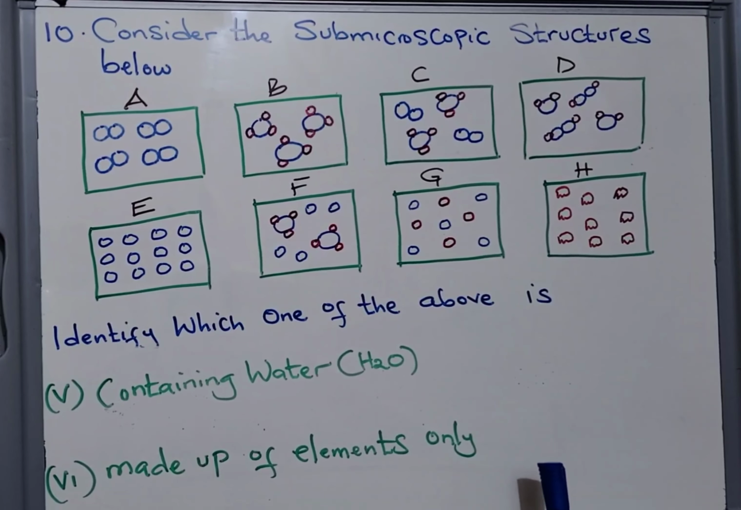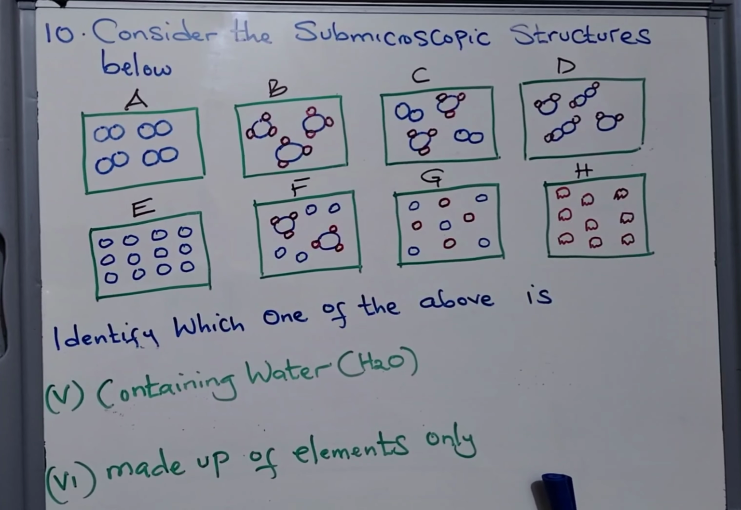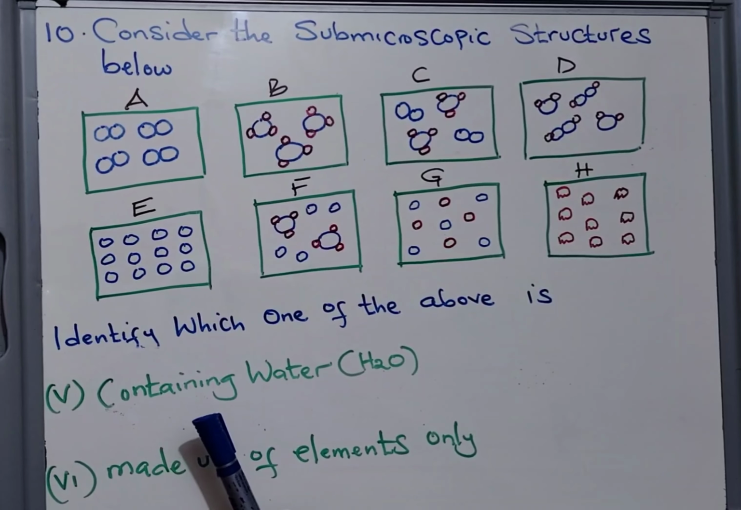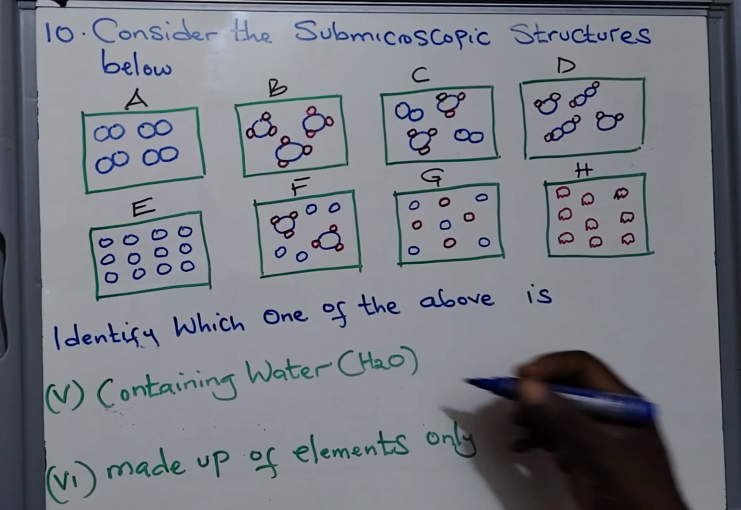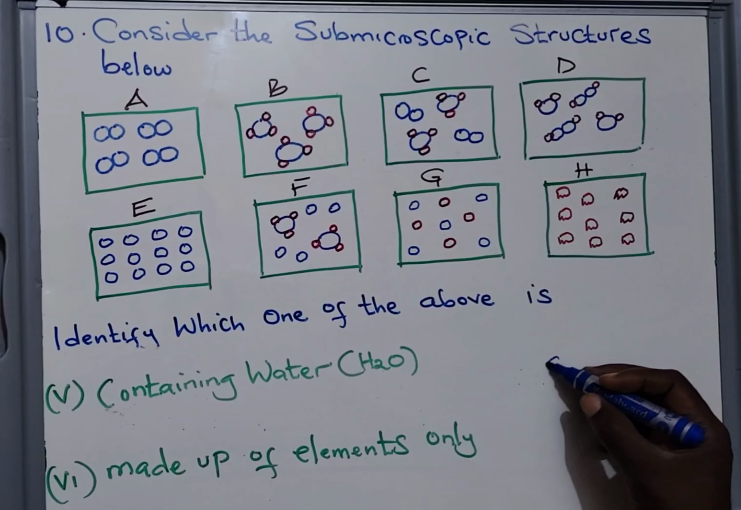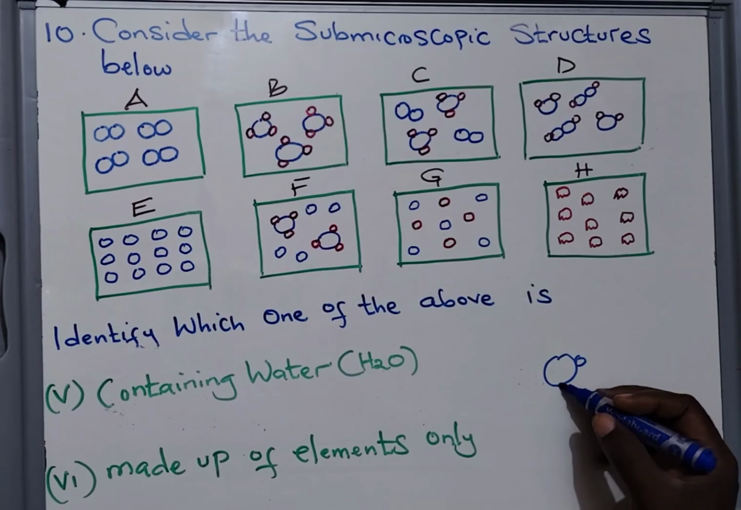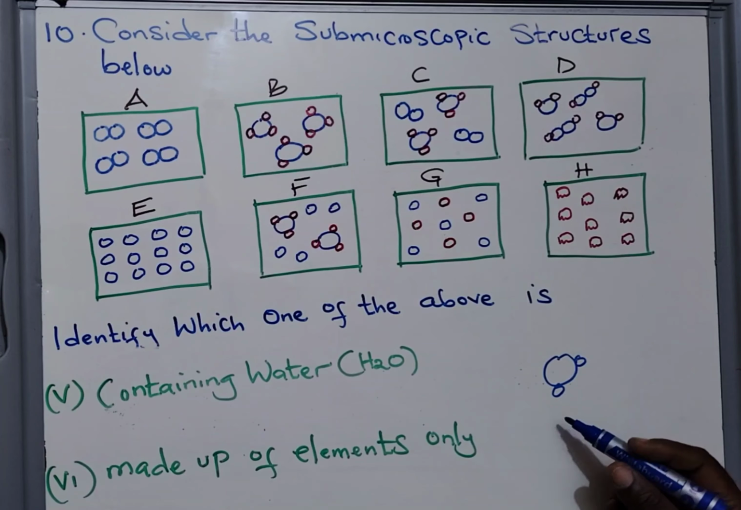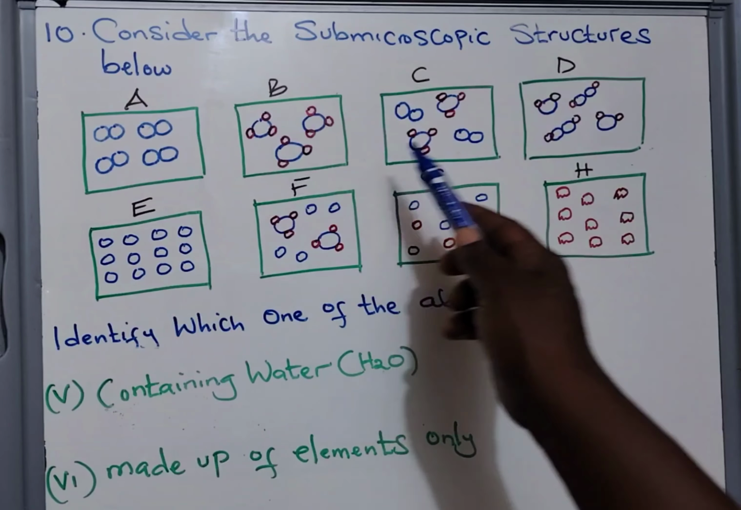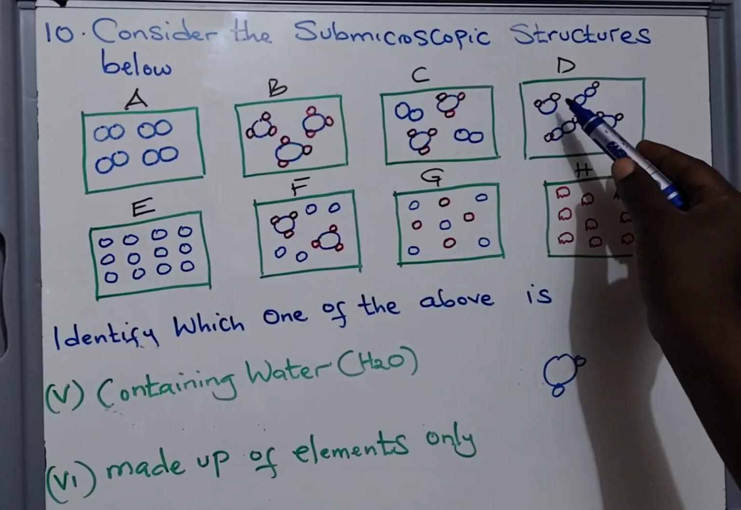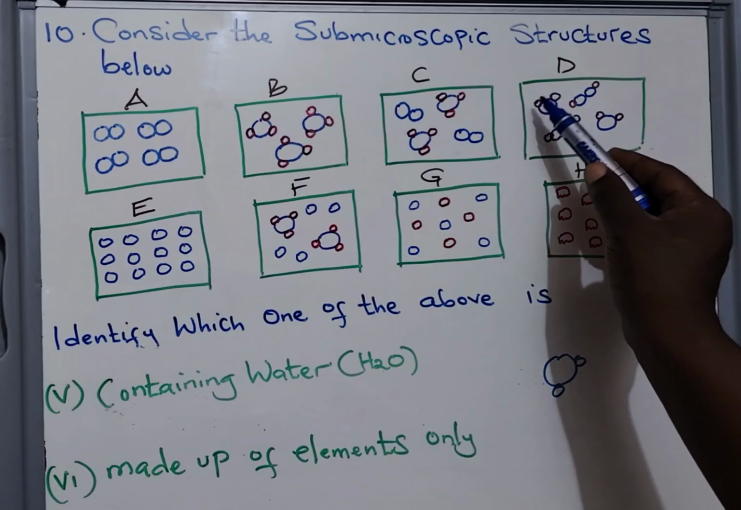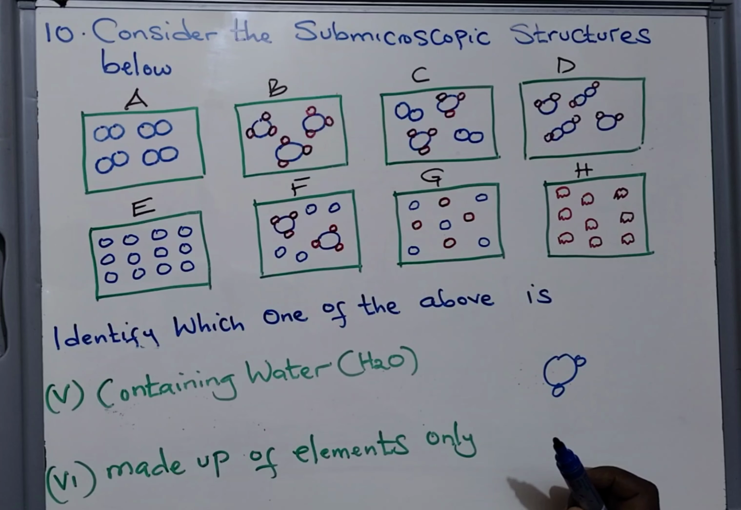Yeah, then comes this question. It says that identify which one of the above is containing water. So here you have to know how water is. Water is H2O, so it's expected to have a central atom and 2 attachments. So let us look. There's no water, no water, no water, but there's water here. This molecule is water because we have a central atom with 2 attachments.